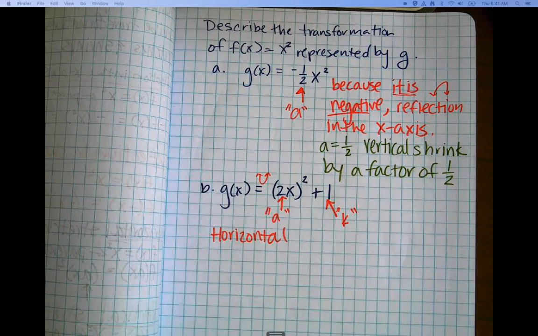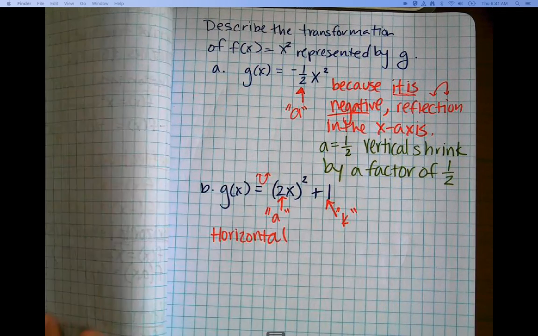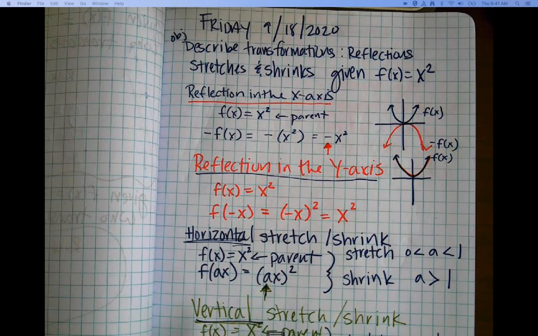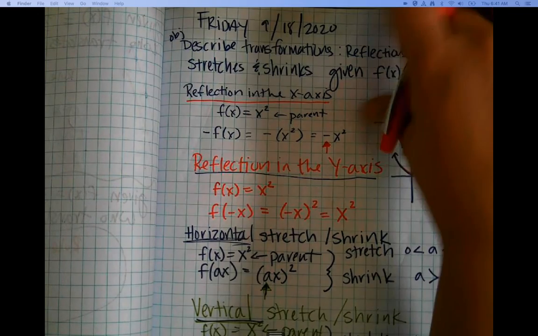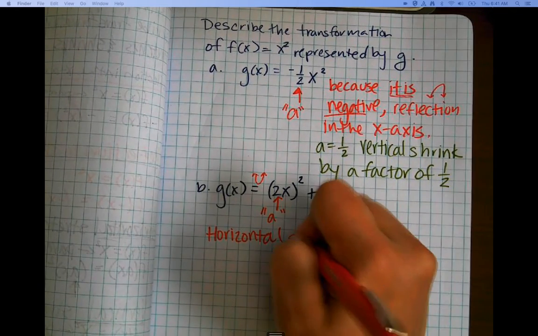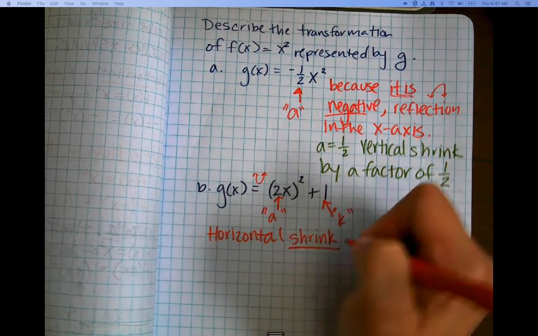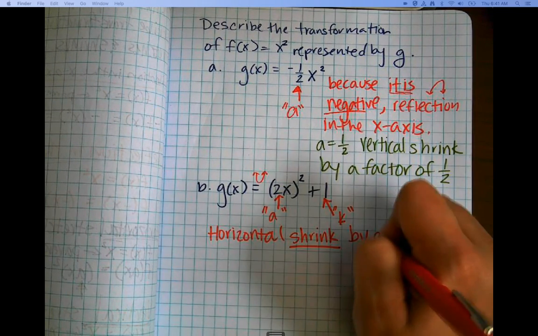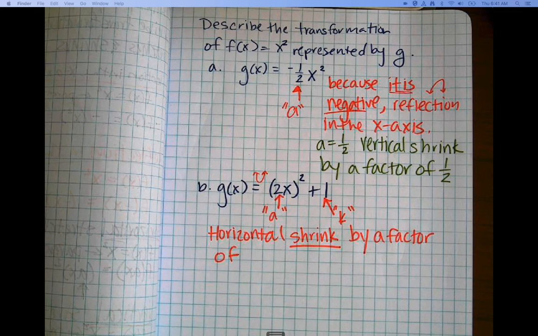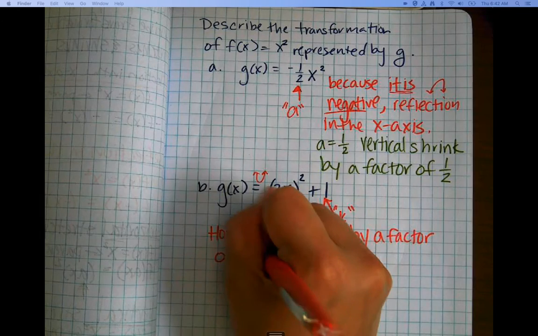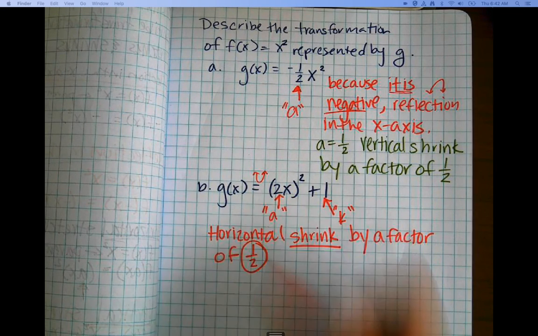So I'm going to look at horizontal. I'm going to say, ooh, A is 2. So my horizontal, A is 2. 2 is greater than 1. So that word I'm going to use is shrink. Because 2 is greater than 1, we're using the word shrink for horizontal. Now you have to remember this from the previous lessons. By a factor of 1/2. Because remember, it's not 2, it's 1 over 2.